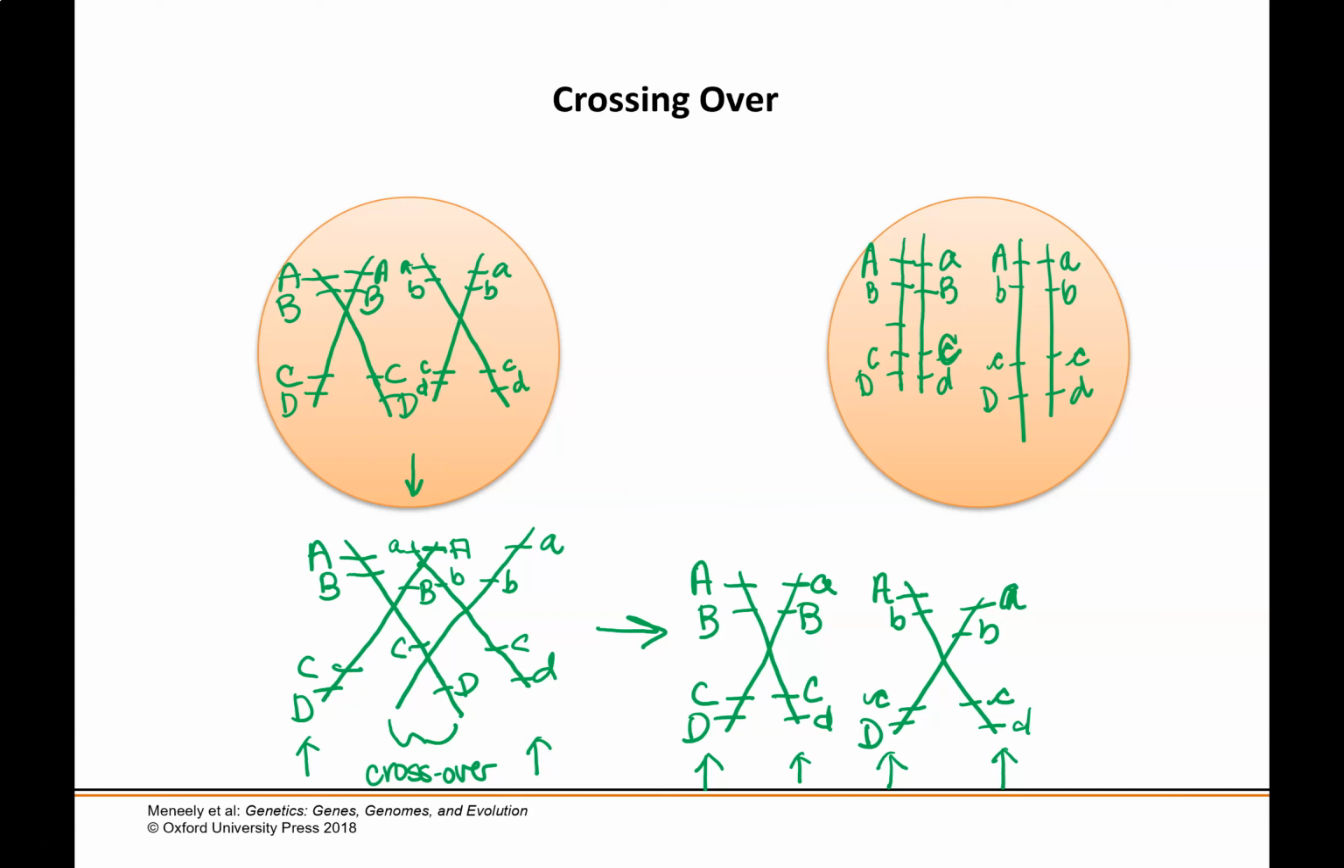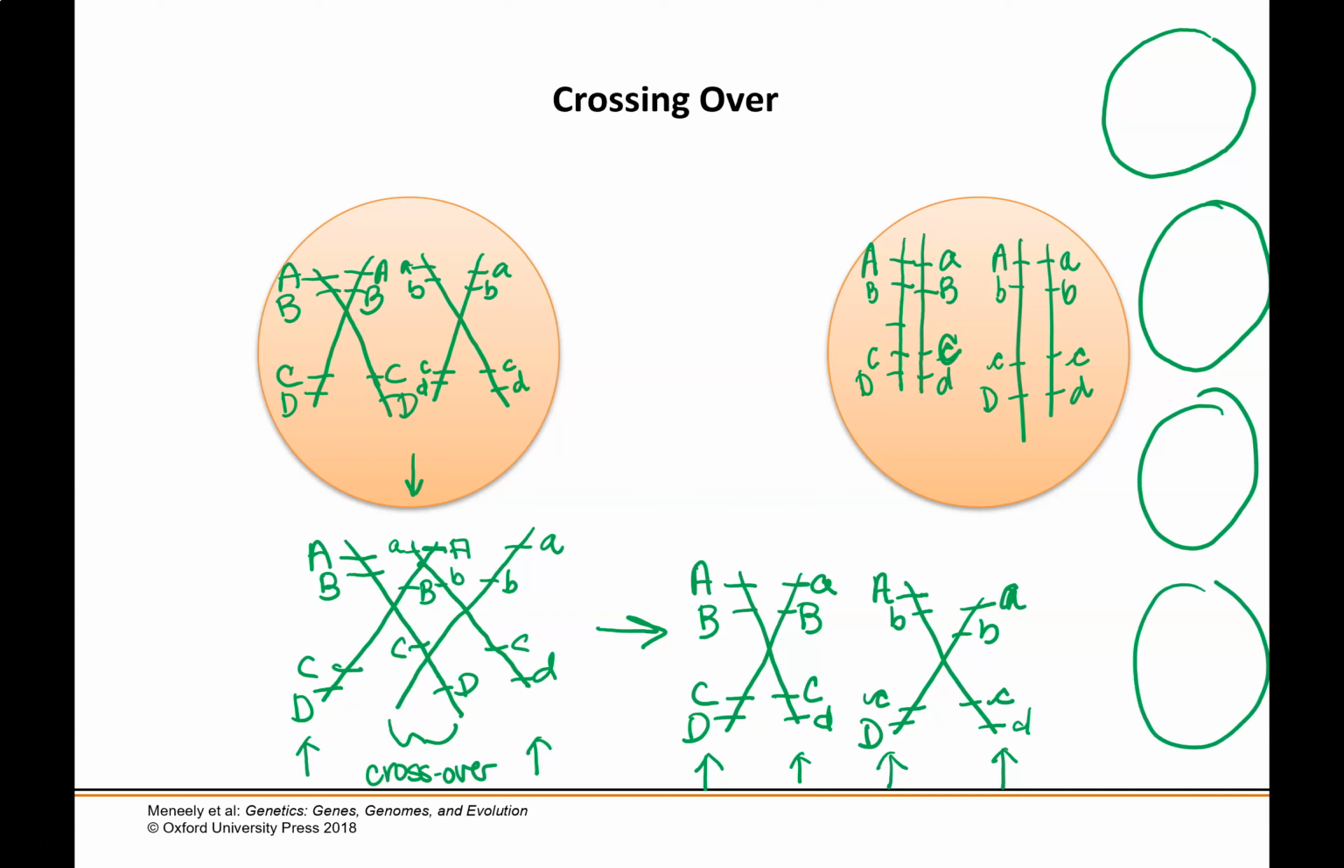So when we separate these, we'll end up with 4 daughter cells. Each one of those, after we go through this process of meiosis 1 and 2, is going to be a different daughter cell. So you can see we have new combinations of those A and B genes.